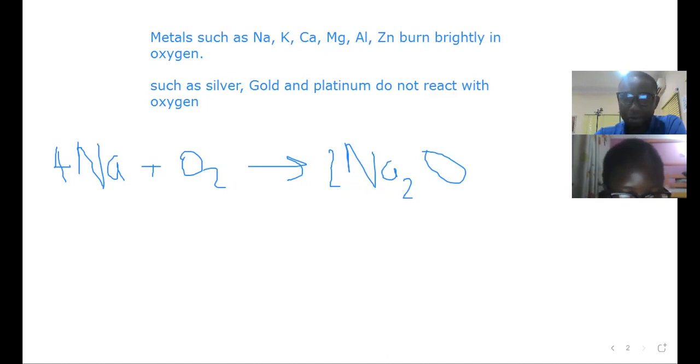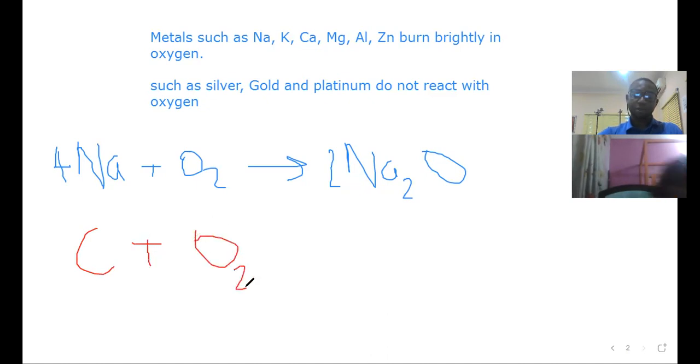Acidic oxides are formed when non-metals react with oxygen. When non-metals react with oxygen, what follows? Acidic oxide. An example of such is carbon with oxygen. When carbon reacts with oxygen, sometimes we have CO2.